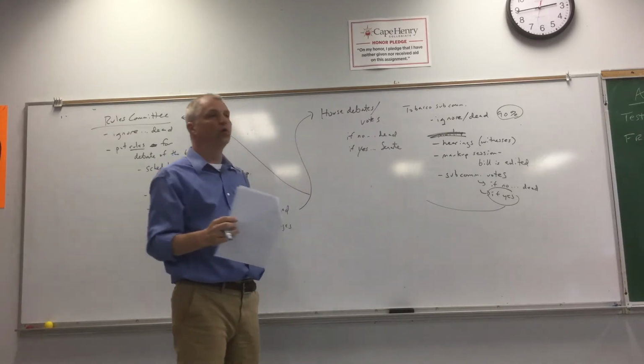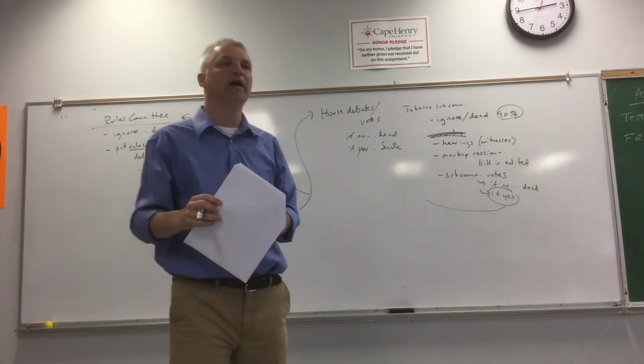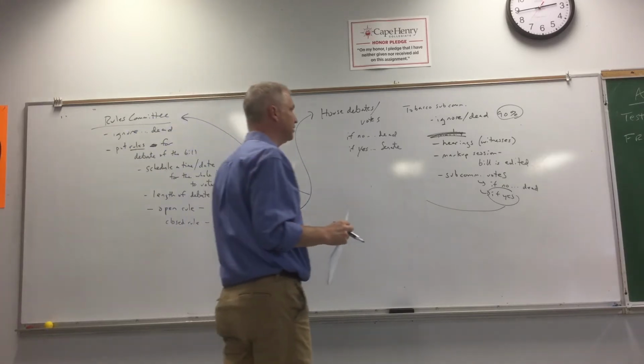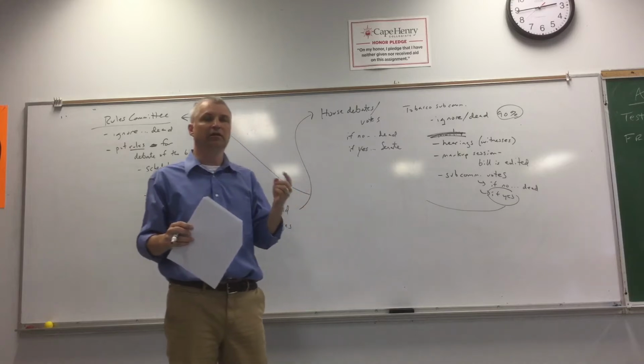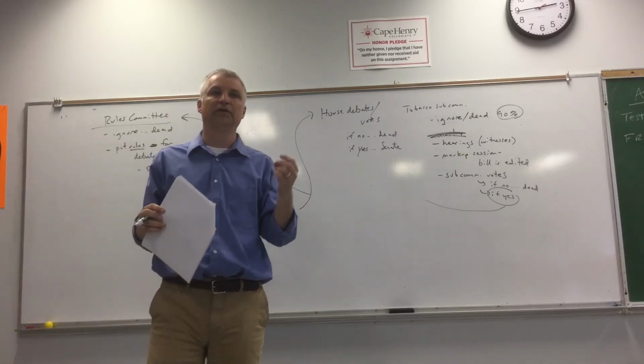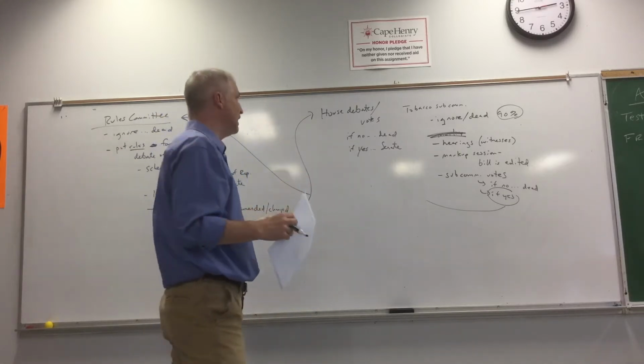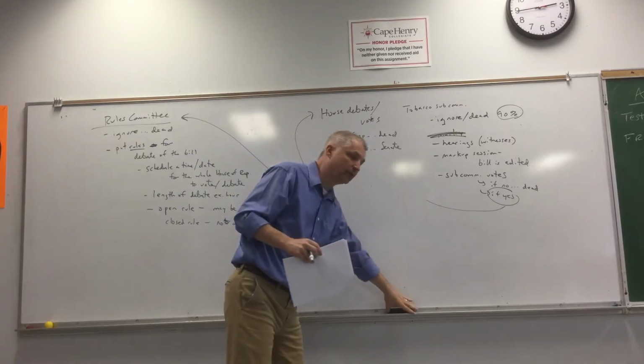So you can see there's 4 places where a bill can die before it even gets out of the House of Representatives. At the subcommittee, they can kill it off. The committee can kill it off. The Rules Committee can kill it off. And then it can be voted no by the whole House of Representatives.